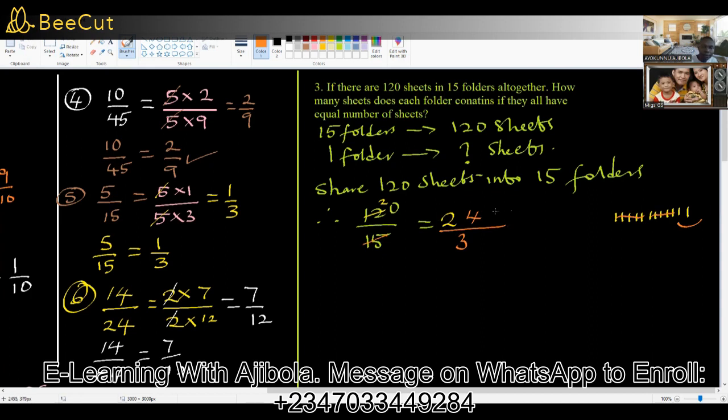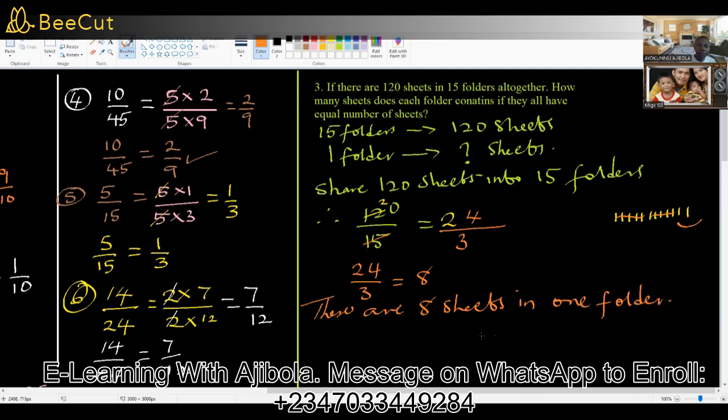Fine. Then we have not gotten to our answer. We have 24 over 3. So how many 3s are in 24? That is 3 times what will give me 24? That's 8. So 24 divided by 3 equals 8. So we can say there are 8 sheets in one folder.